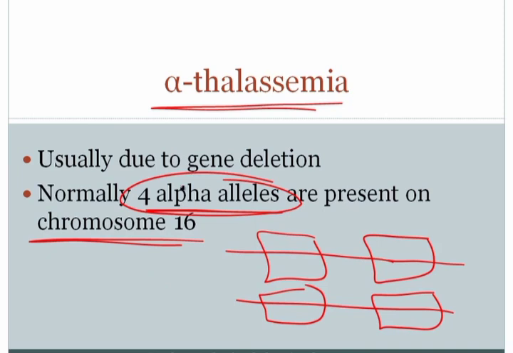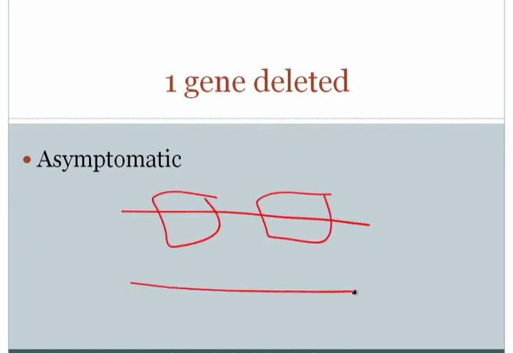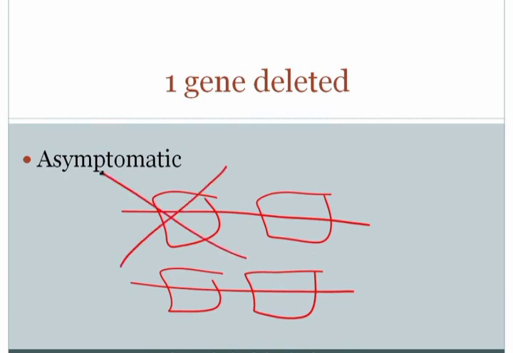Now in alpha thalassemia, the problem is going to be gene deletion. This is also important to know. You need to know that in alpha thalassemia, the problem is gene deletion. So what's going to happen is we're going to knock out genes, and the knockout of the gene is then going to result in clinical findings. Now the first possibility would be that 1 gene is deleted. So imagine again that we've got 2 copies of alpha on this one chromosome and 2 alleles here on the other chromosome. If we knock out 1 alpha, the patients are asymptomatic. So it makes it easy because we don't have to worry about 1 gene deleted.